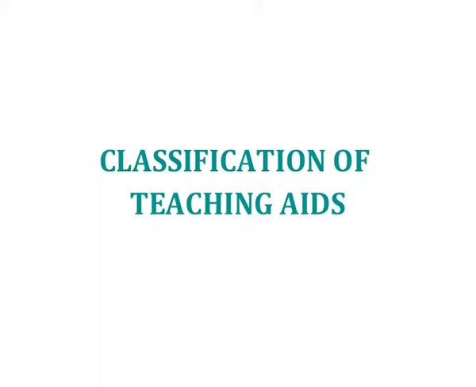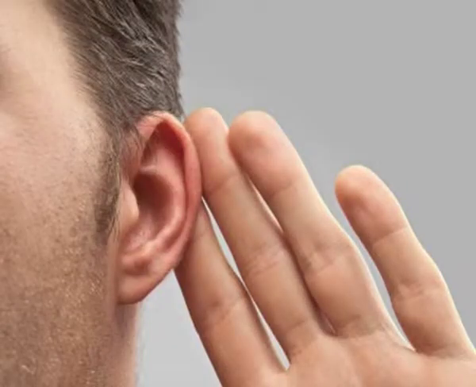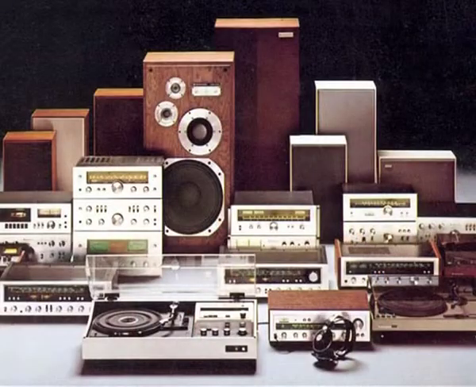Now let us have a broad overview of the classifications of teaching aids. Teaching aids can be broadly classified as audio aids, visual aids, audio-visual aids, and activity aids. By audio aids, it means those aids that can be heard but not seen, which include language laboratories, radio, sound distribution system set, tape, and disc recording.